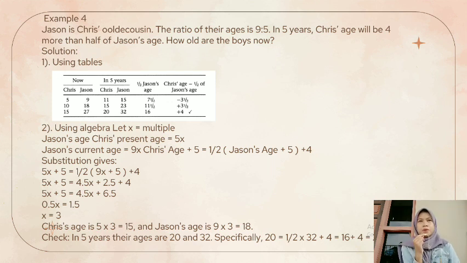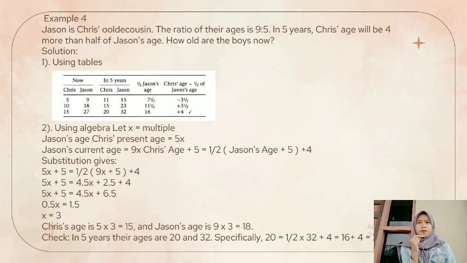We can solve this problem using algebra. Let x equal the multiple. Chris' present age is 5x and Jason's current age is 9x. In 5 years, Chris' age will be 4 more than half Jason's age, so Chris' age plus 5 equals half times Jason's age plus 5, plus 4.